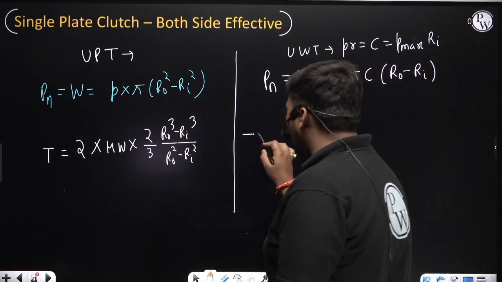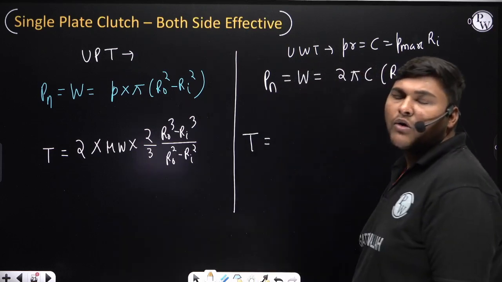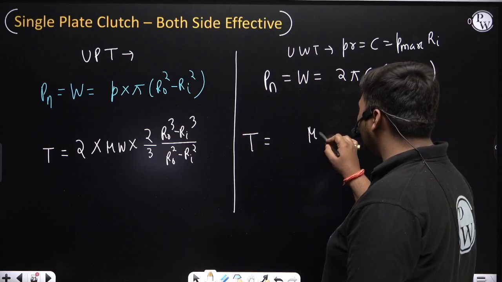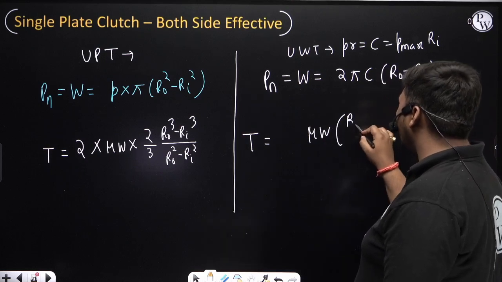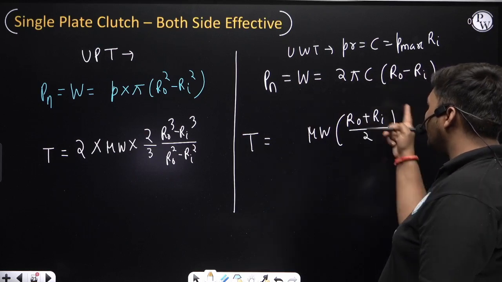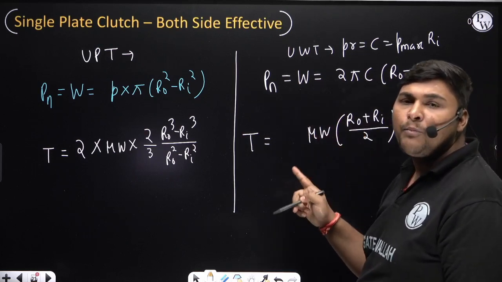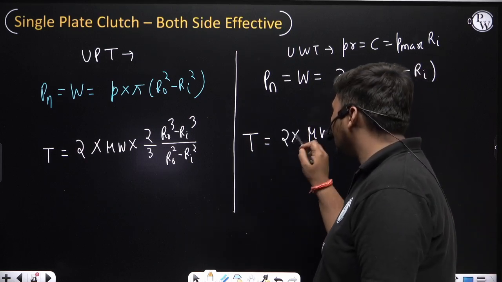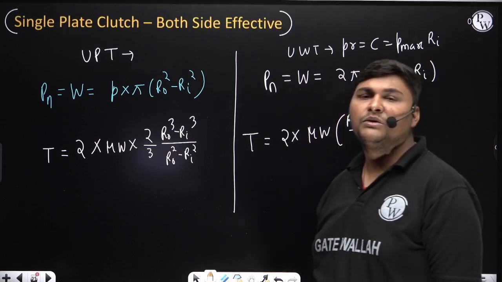Now for the formula of torque transmitted, first write the formula of torque transmitted by one pair of contacting surface, and the formula is mu W into mean radius. For uniform wear theory, mean radius is (R naught plus Ri) divided by 2. Now we will multiply this term by the number of pairs of contacting surface, which is 2 in this case. It is a single plate clutch with both side effective.